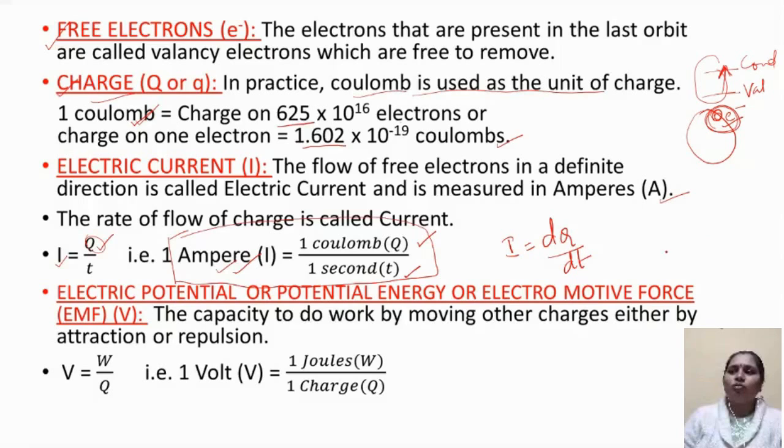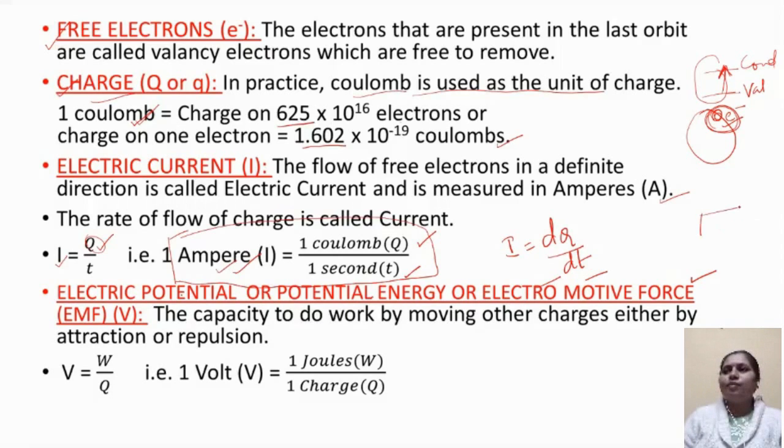So, how will they be moving? To move or to do some work, we require some energy, right? That energy is known as electric potential, potential energy, or electromotive force, that is, the force required for the movement of electrons. The force required for the movement of electrons is known as electromotive force.